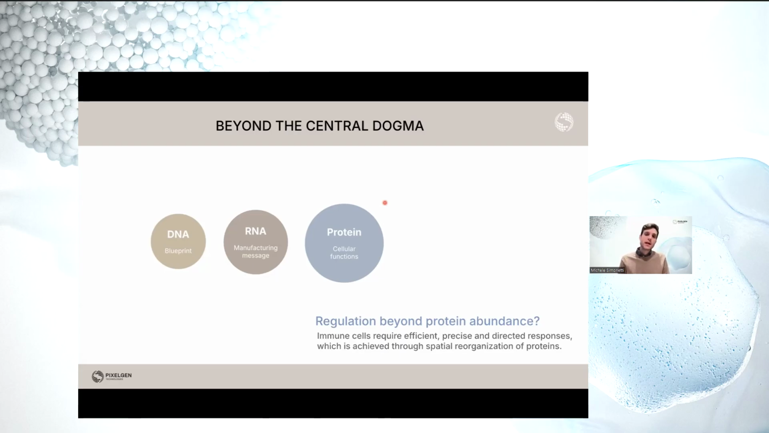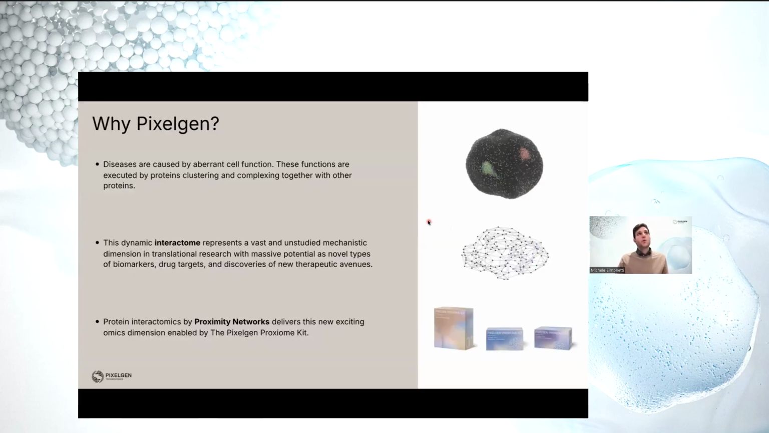And we know that immune cells require efficient, precise, and direct responses, and this is achieved through spatial reorganization of proteins. So this is why we wanted to introduce a new layer of omics, interactomics, which studies the organization of proteins, which is important for regulating cell function. But why Pixelgen? Well, we know that when we look at diseases, these are caused by aberrant cell function, which we have seen is caused by different spatial organization of proteins.